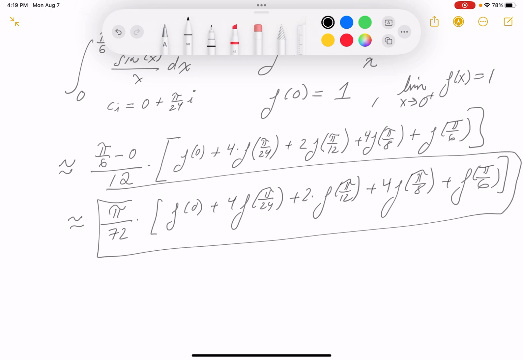And what I'm going to do is just look at the key now, see how we did. And what's the key say? Let's take a look at it. I've got to scroll down to the key. Yeah, I see the pi over 72, good news there. I see the f of 0. I see 4 times f of pi over 24. Then I see 2 times f of pi over 12. Then I see 4 times f of pi over 8. And then I see, last but not least, f of pi over 6. I also see the approximation there. And we're good. Thank you.